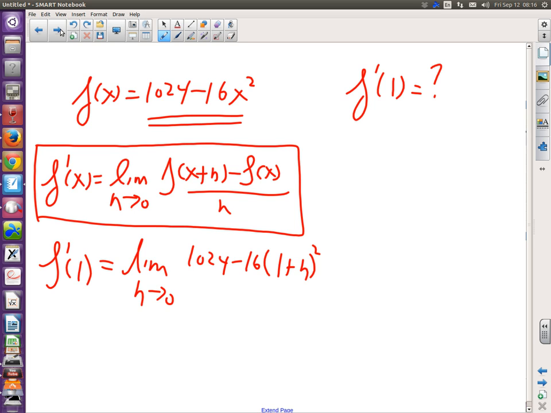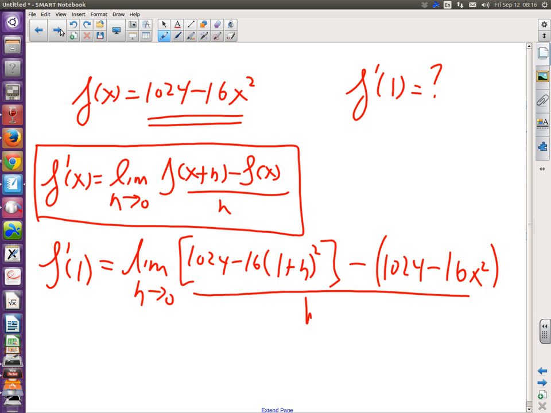So take that whole statement, f of x plus h, all of that minus what? The function itself, right? Which is 1024 minus 16x squared. This whole mess. All over, don't forget all over h. Okay. Boom.